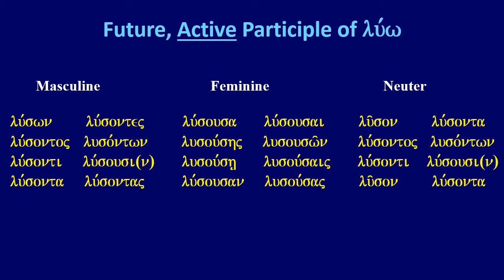Now let's look at future tense forms, starting with the active voice here. Again, using our lexical form luo as our root word. And you'll notice here, this is the future active participle forms of luo. You've got masculine, feminine, and neuter again. You've got all the cases represented. You've got singular and plural, as there's two columns under each gender. And again, this is very similar to what we just saw for the present active participle forms of luo.